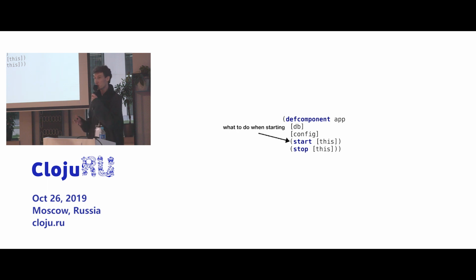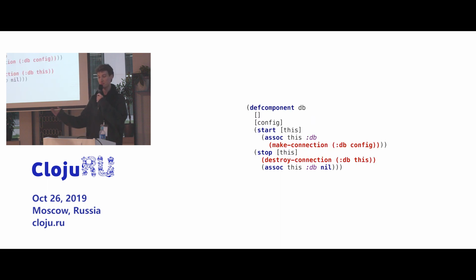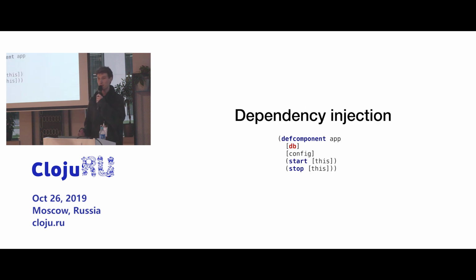We can define a function that starts a component and says what should happen when it starts, and also when it stops. If we look at the DB component, it would be something like that. We make a connection, and then we return a component. And when we stop it, we destroy the connection. And as you can see, this DB is a dependency injection.